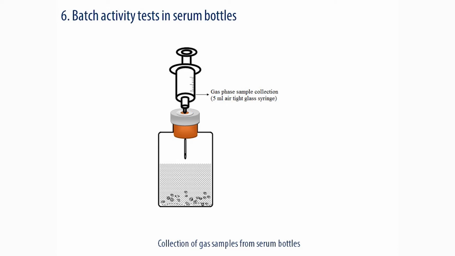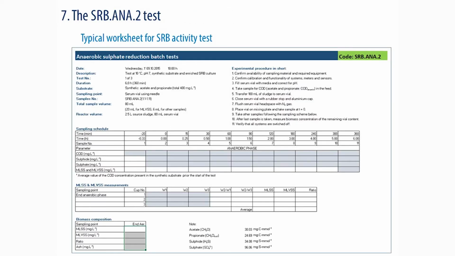A defined volume of gas should be collected from the headspace of the vials, using airtight syringes for hydrogen sulfide analysis. The samples should be collected in duplicate. The analyses of the gas samples should be performed immediately after the collection of the samples, to avoid volatile losses.